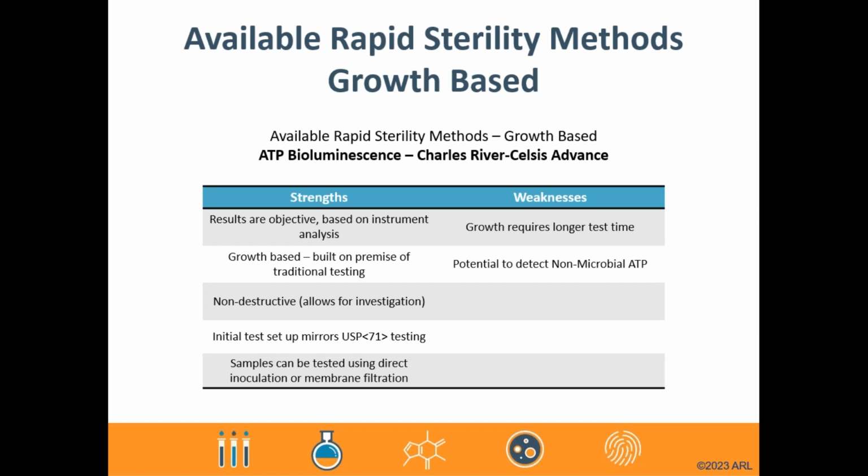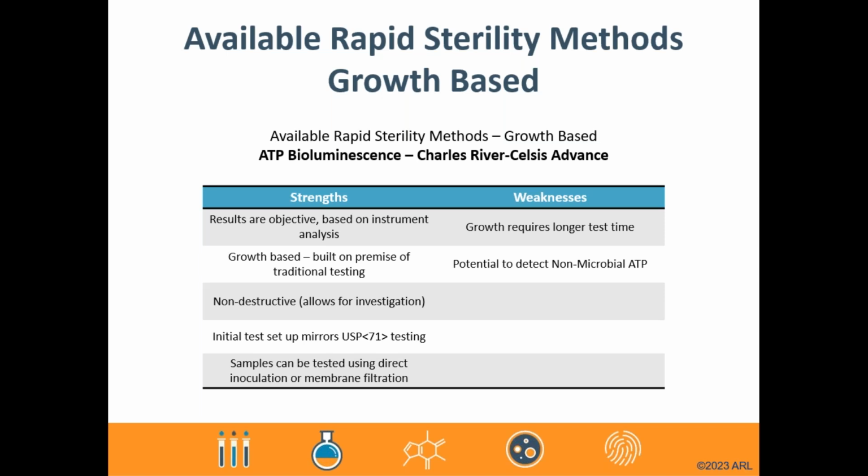Here are some of the other recognized benefits as well as weaknesses associated with the Celsis Advanced system. Similar to the previous systems discussed, the results produced by the Celsis Advanced are instrument generated. The elimination of an analyst or analyst interpretation is considered very beneficial with respect to data integrity as well as consistency in methodology. As with all growth-based systems, testing performed using the Celsis Advanced is built on the premise of traditional sterility testing. But again, that enrichment or growth stage does add time to the assay before a final result can be generated.